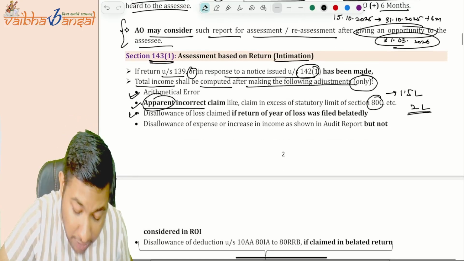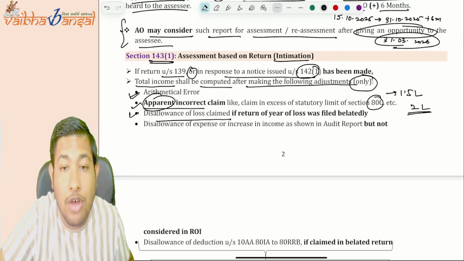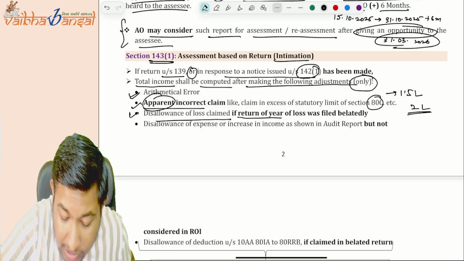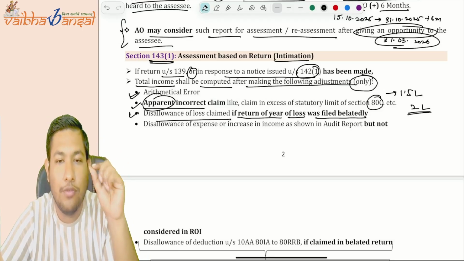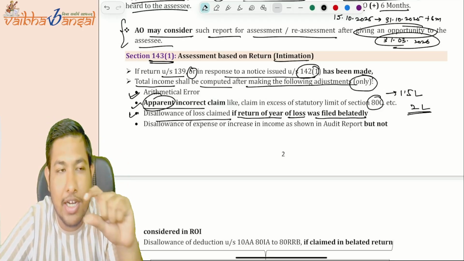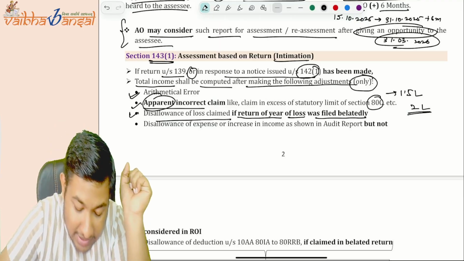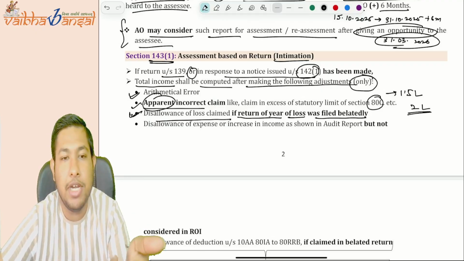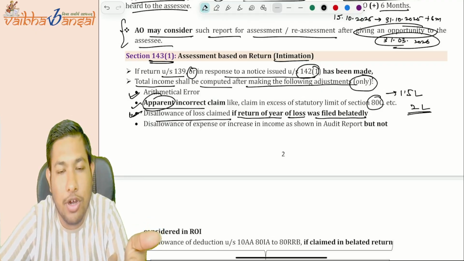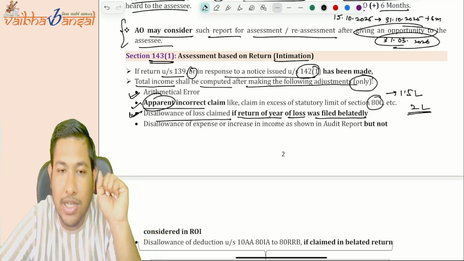Okay, disallowance of loss claim, if the return of the year of loss was filed belatedly. If you have filed the return of the year of loss belatedly, a late return, then the loss is disallowed. But you have claimed it in your return of income, so it will also be disallowed.